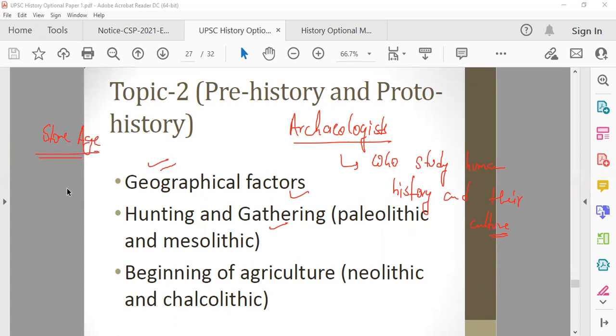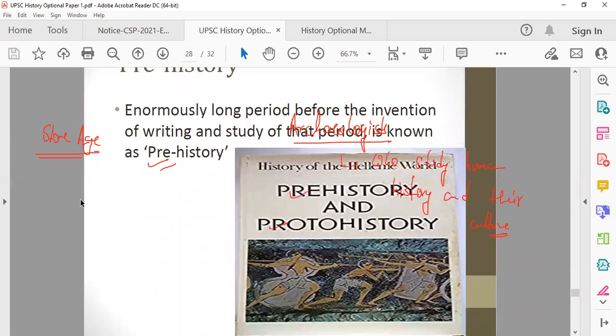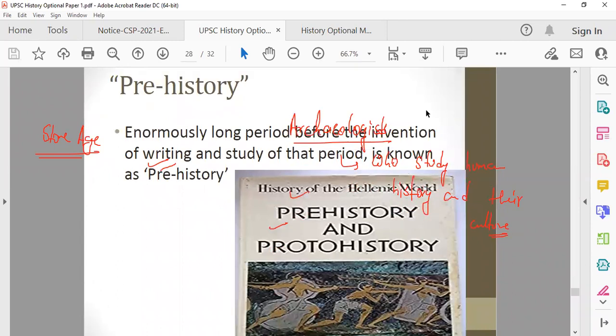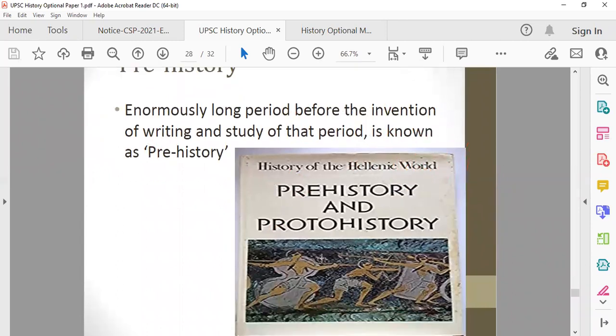Before we talk about that, let me show you something. We have talked about this prehistory period. Do understand the basic difference between prehistory and proto-history. Prehistory is the long period before the invention of writing and the study of that period. Now in this slide, you can see this word Hellenic world, which is also sometimes known as Hellenistic world. What is Hellenistic world? You don't need to know it from the history optional point of view, but still just for interest.